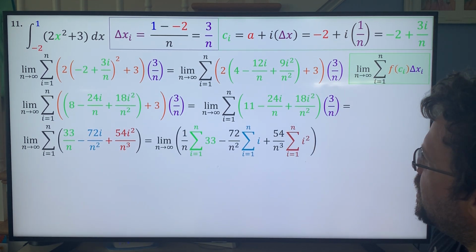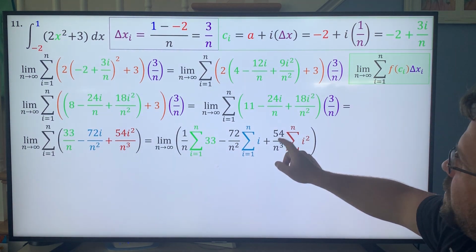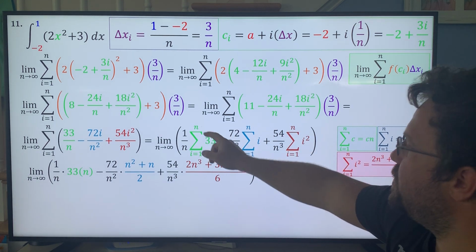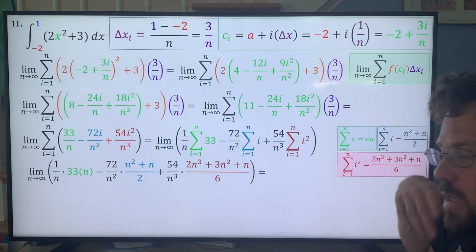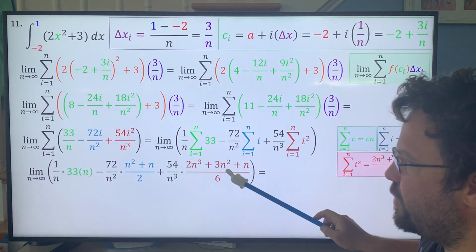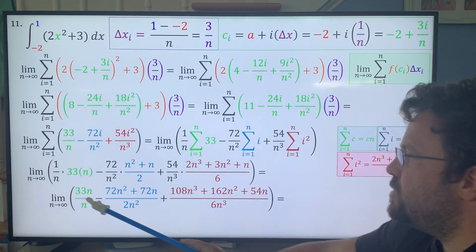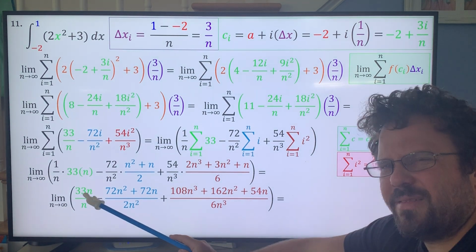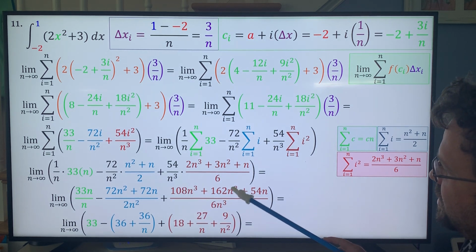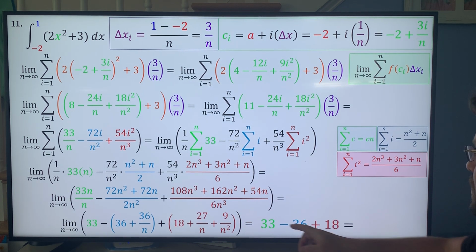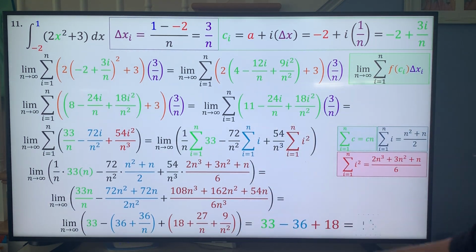I didn't put the formulas up this time. All right, so, pull everything out, pull out 1 over n, 72 over n squared, 54 over n cubed. Now we use our formulas. 33n, this times that, this times this. Distribute. Numerators times numerators, denominators times denominators. Reduce. So 33 minus 36 plus 18. Once again, zeros because you're approaching infinity. Answer 16.